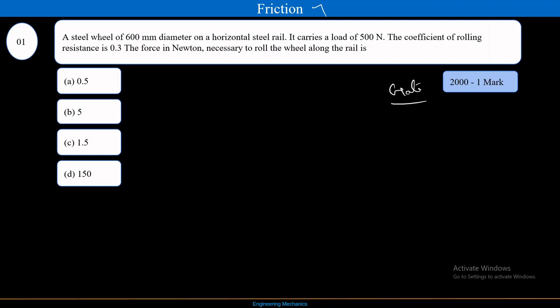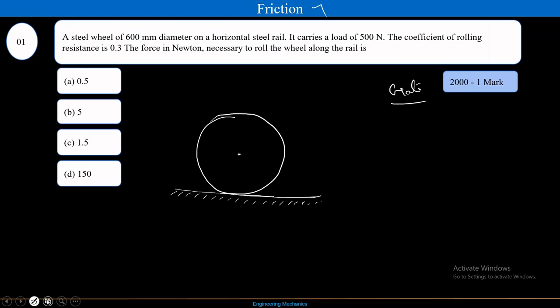The question is: a steel wheel of 600 mm diameter. Let me draw a wheel. This is my wheel, my center point. This is my floor. And now on a horizontal steel rail, this is my steel rail, this is my wheel. It carries a load of 500 Newton.